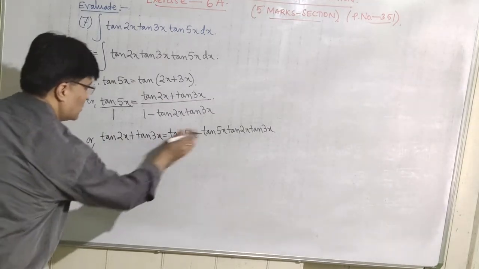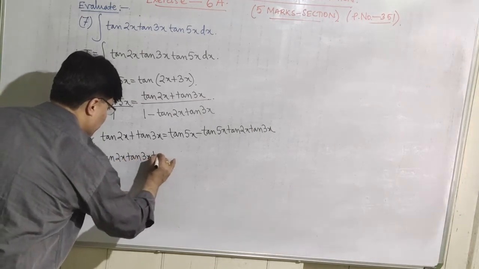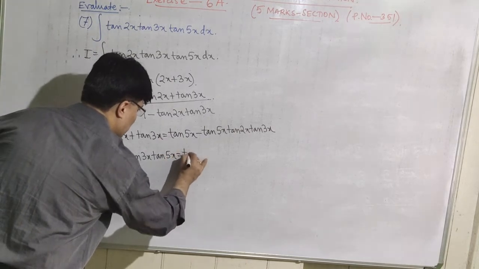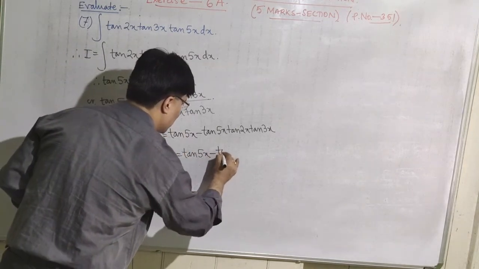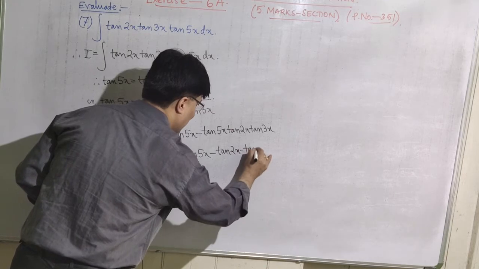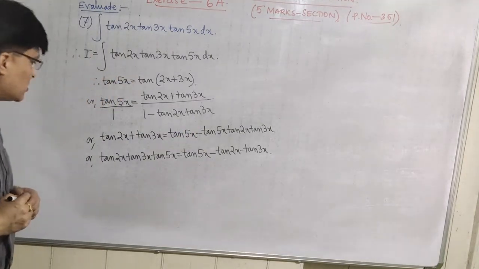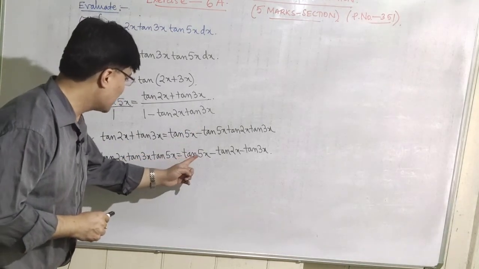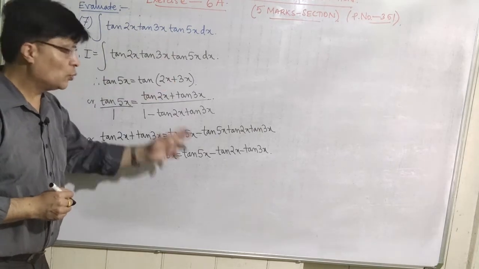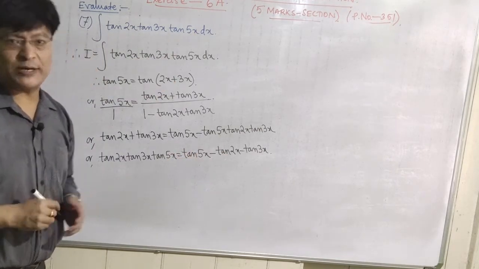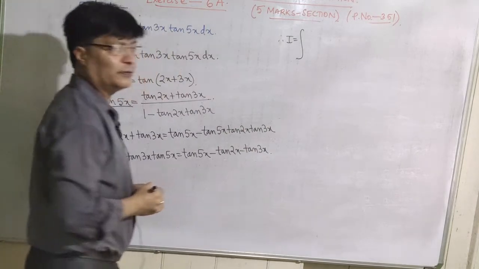So now on the left hand side, it is tan 2x tan 3x tan 5x is equal to, let us take these two terms to the right hand side, so it becomes tan 5x minus tan 2x minus tan 3x. Is that understood now? So we have got the value: tan 2x tan 3x tan 5x is equal to tan 5x minus tan 2x minus tan 3x. Is that clear? So instead of this product, we can use this subtraction. Therefore I is equal to the integral of.